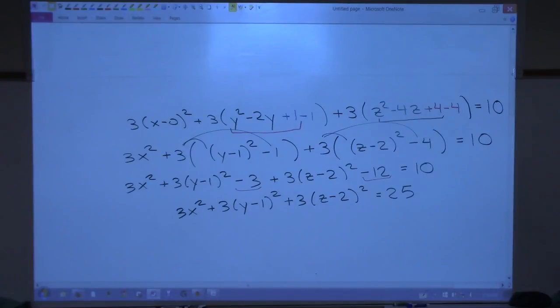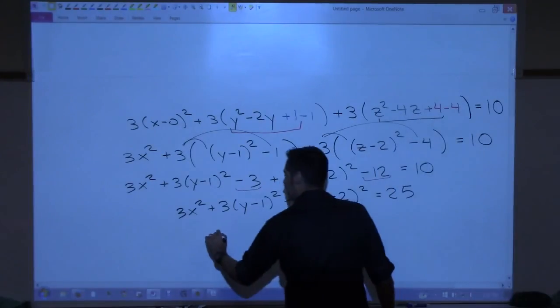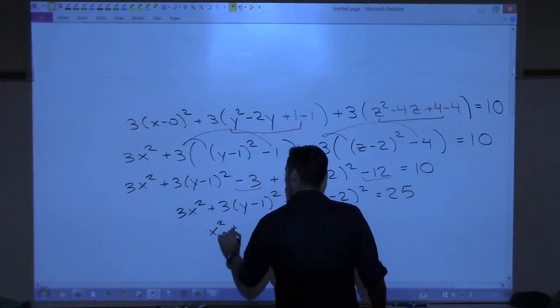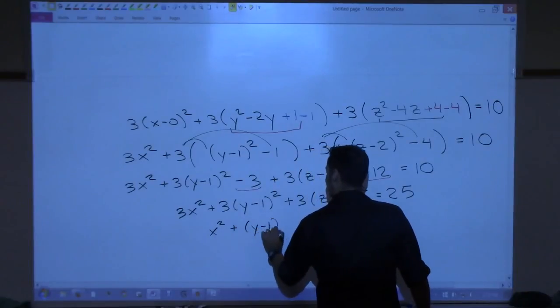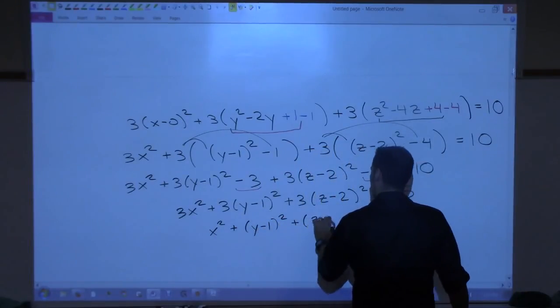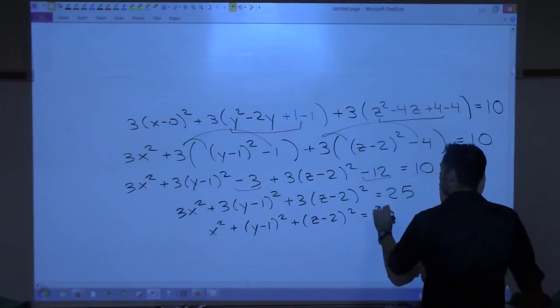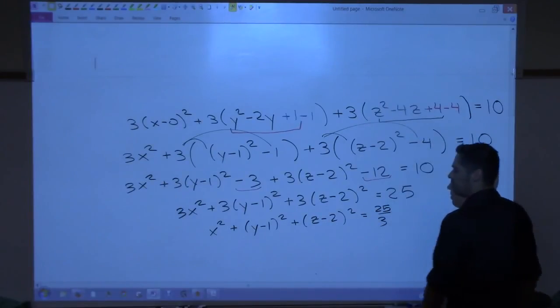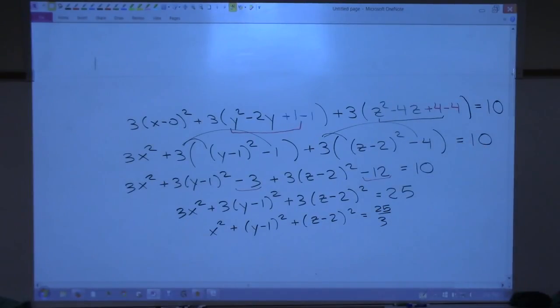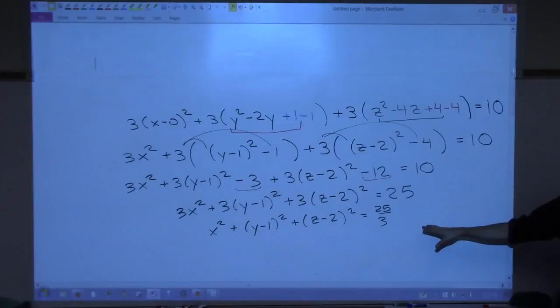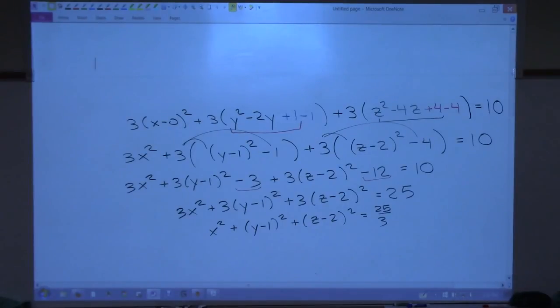Now, divide by 3. There you go. So divide by 3: x squared plus y minus 1 squared plus z minus 2 squared equals 25 thirds. Does that look like the form of a sphere, the equation of a sphere? Yes. And so we should just be able to look at that now and say what the center is.